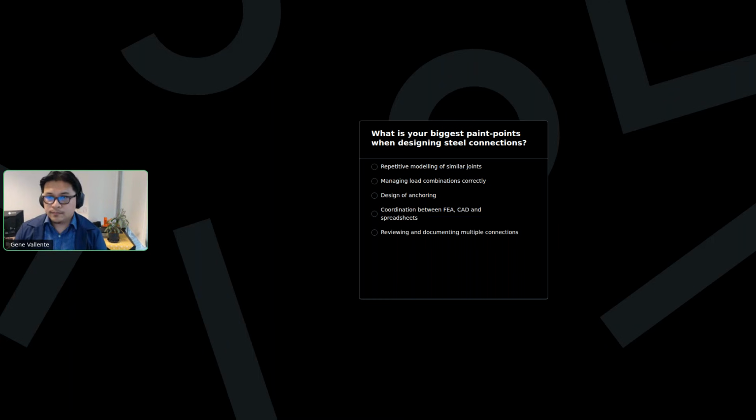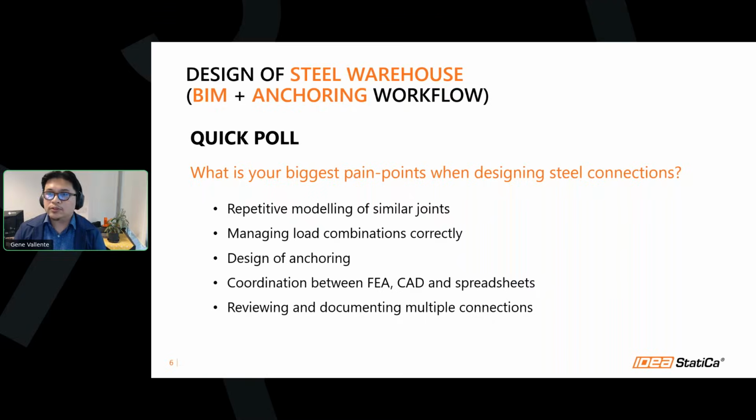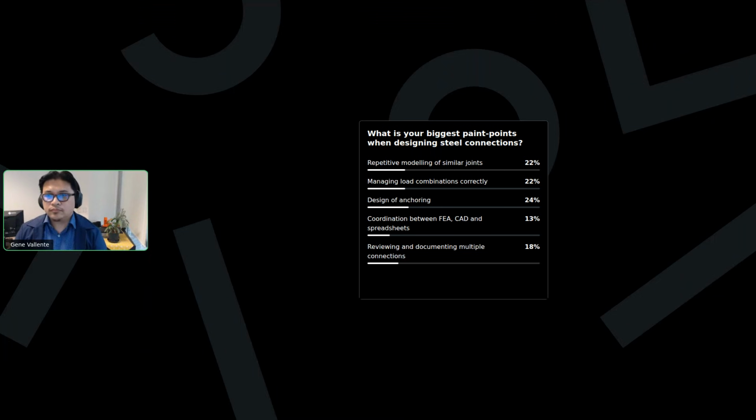Okay, now I'm going to close the poll. And I'm going to share the results. Okay, so it seems that our main pain point is basically the design of anchoring. Also, there is repetitive modeling of similar joints and managing load combinations correctly. This sounds very fair to me as well. I've usually encountered the same thing. So thanks for voting in the poll. I'm going to hide the poll now.